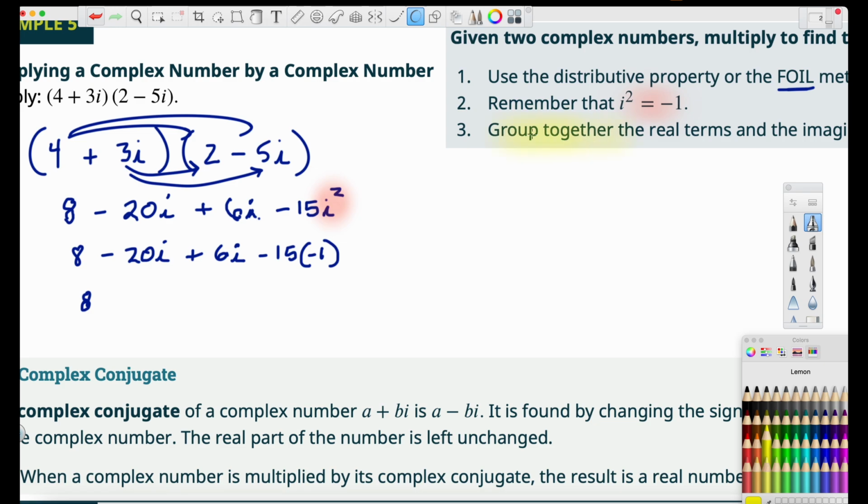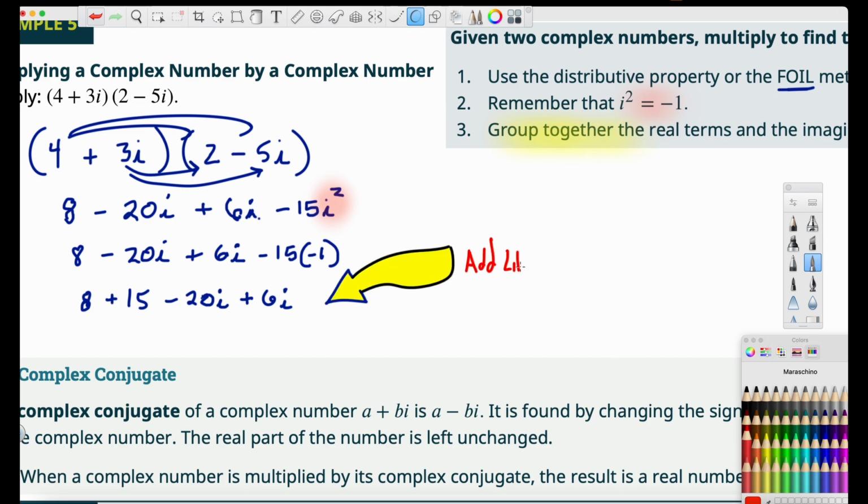Okay, so that's going to give us 8 plus 15, because -15 times -1 is a positive, minus 20i plus 6i. I've got everything grouped together now. I'm just going to add everything together. 8 plus 15 is 23. -20i plus 6i is -14i. And that's our answer.